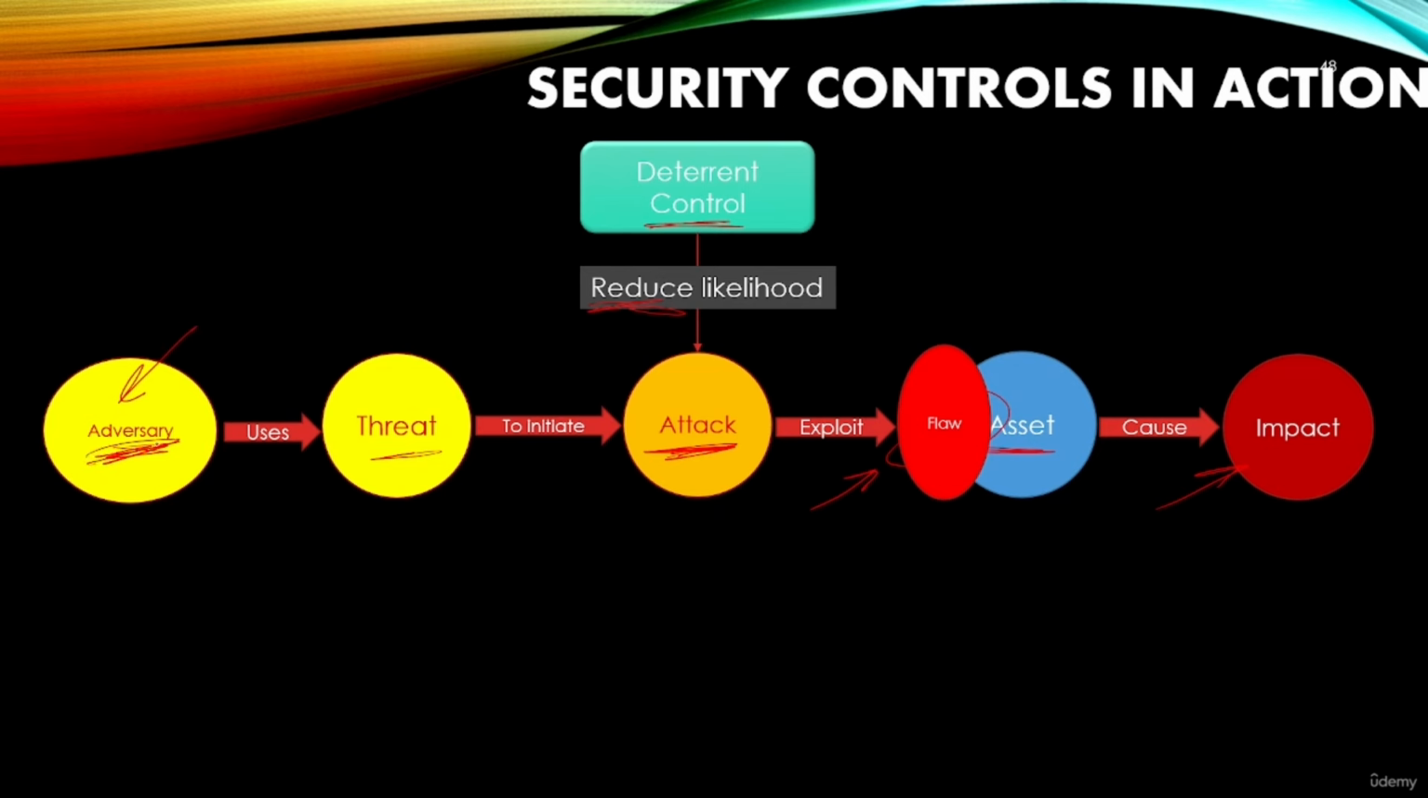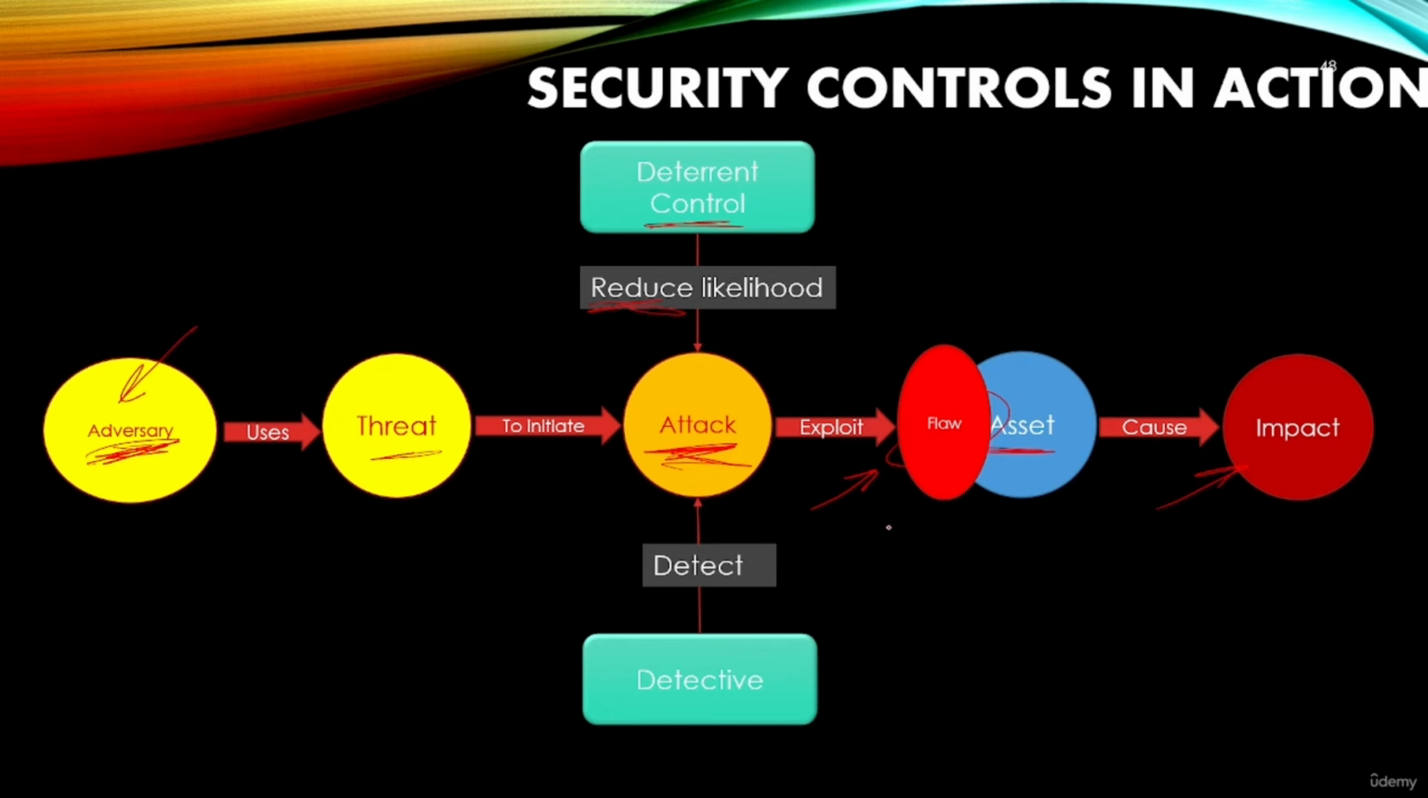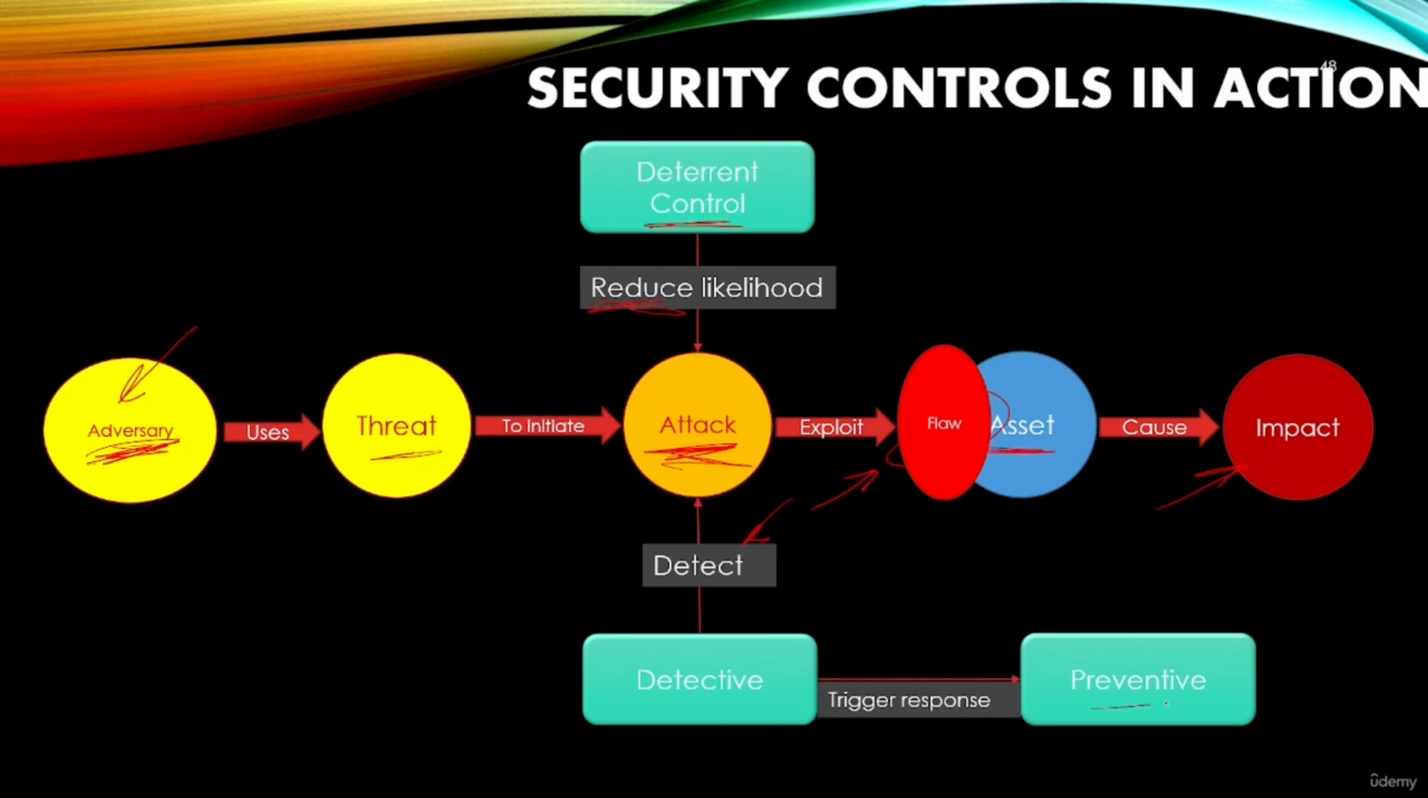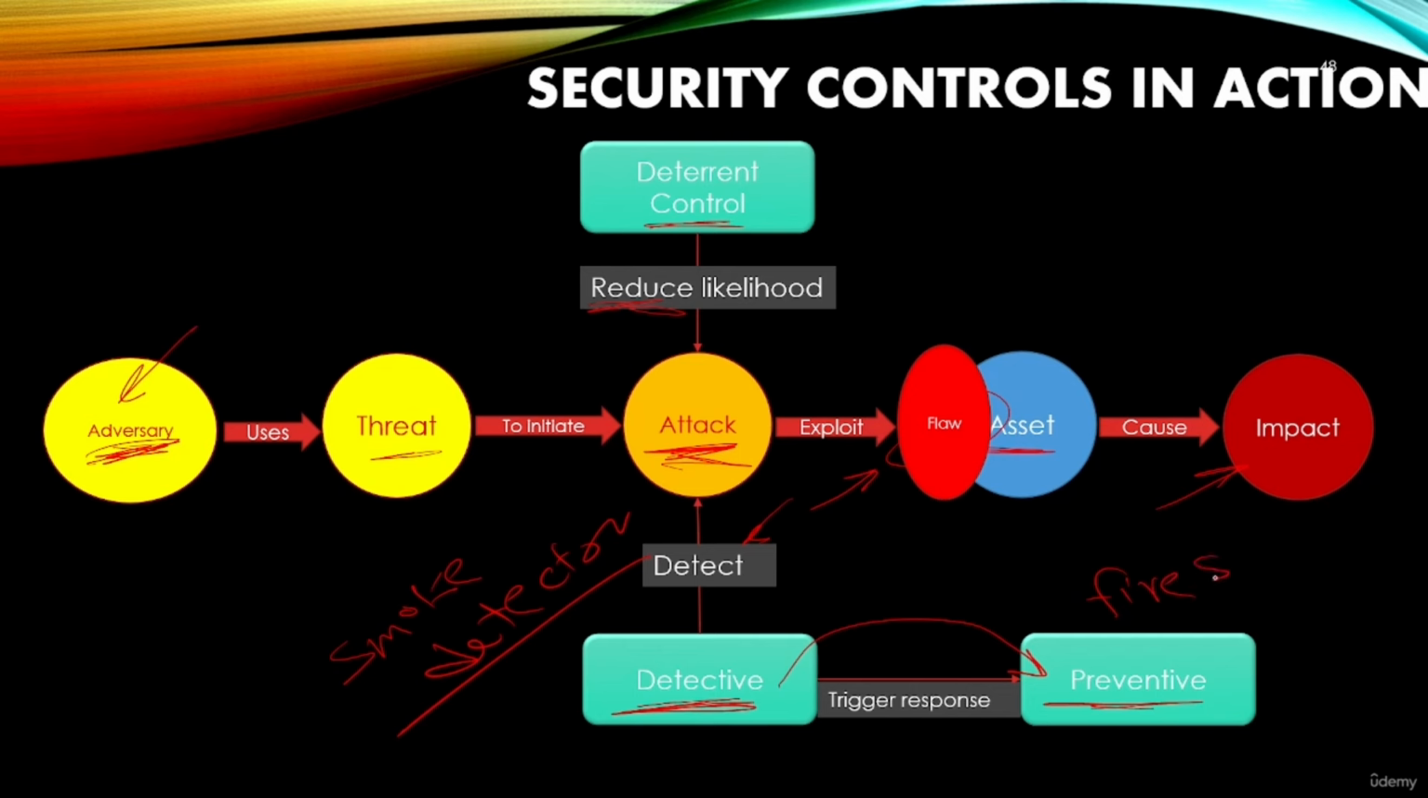But if the adversary is determined and wants to launch the attack, we will have our detective controls detect the attack when it occurs. Detective controls have two functions. The first one is to detect, and the second one could be to trigger the response, to trigger the preventive control action. One of the examples of this is the smoke detectors. Smoke detectors, which are used as part of a fire suppression system, detect the existence of smoke and instruct the preventive control, in this case the fire suppression system, to release the gas or the suppression agent in order to counter the fire.